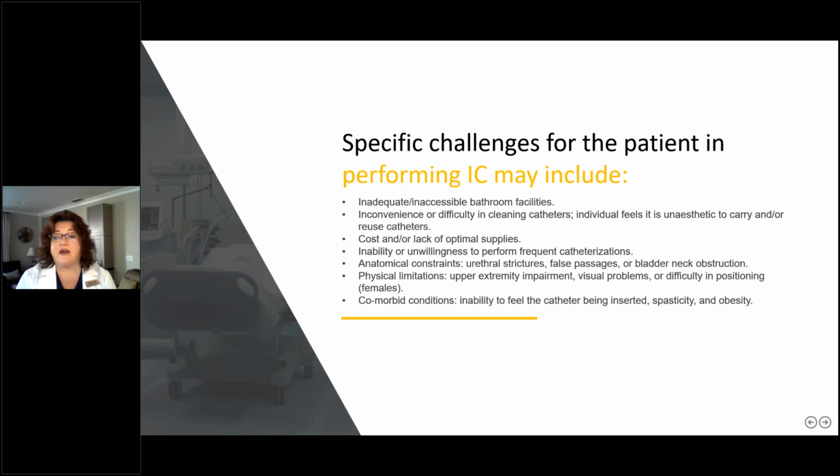Females have problems with that. And some men can't even see it. So how are they going to do that? And then upper extremity impairment, that's a little difficult too. Comorbid conditions, the inability to feel the catheter being inserted. And then again, spasticity and obesity make it very difficult.